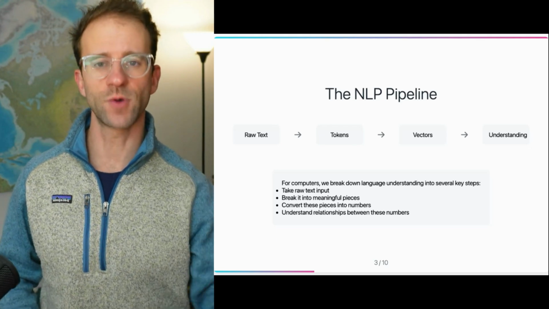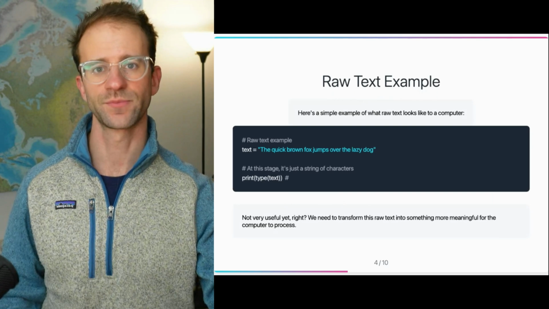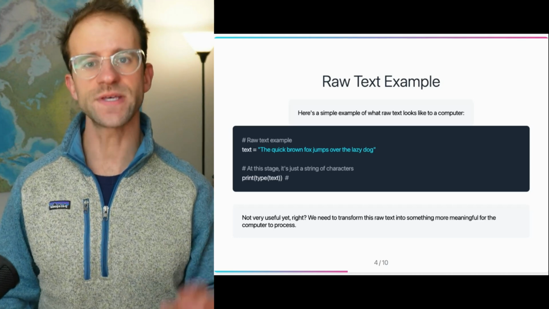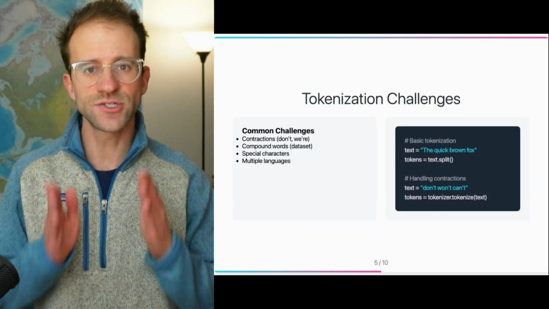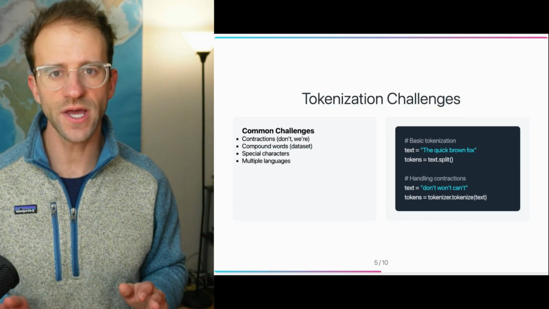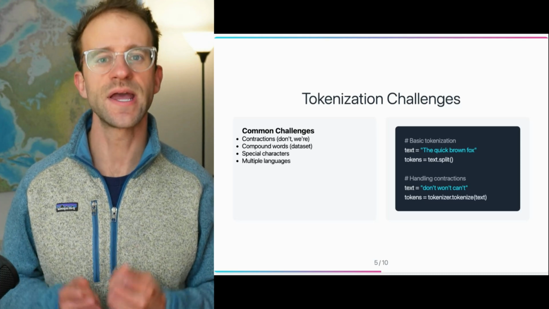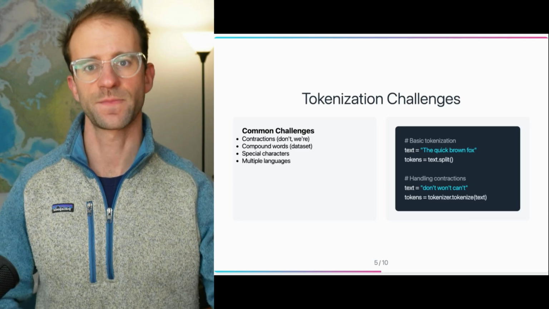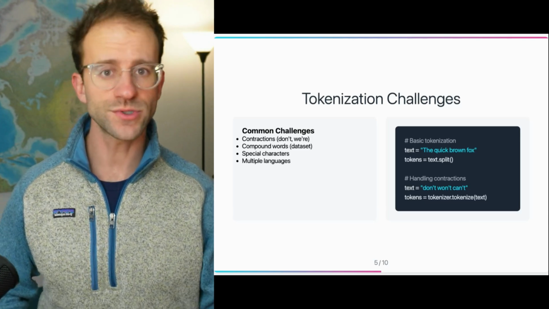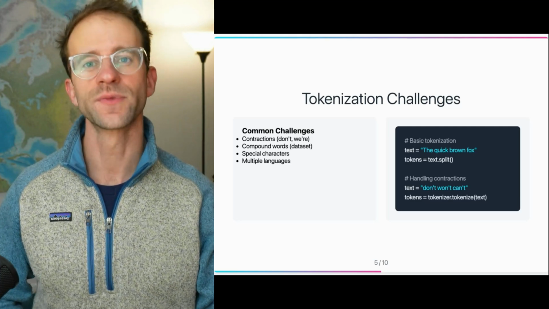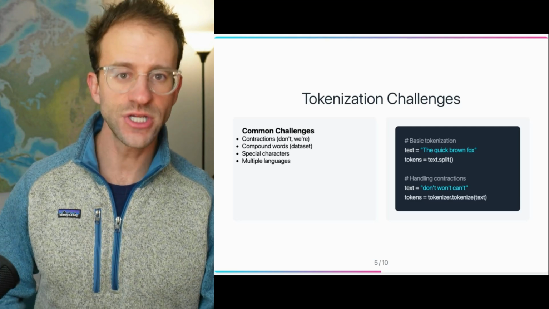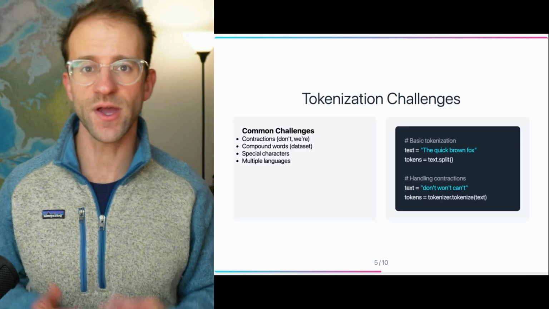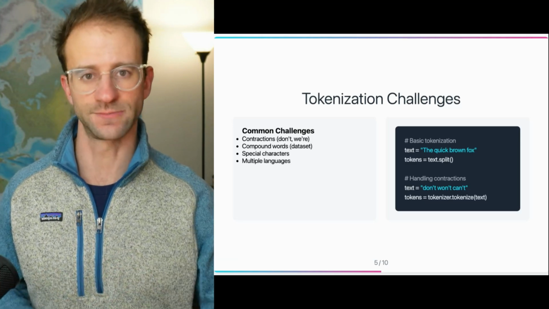Here's a simple example of what raw text looks like to a computer. Not very useful, right? Let's see how we transform it. The first step is tokenization, breaking text into meaningful pieces. Think of it like taking a sentence and carefully separating each word or subword, but it's not always as simple as splitting on spaces. Contractions like don't or we're, compound words like dataset or machine learning, special characters and punctuation, or even different languages and writing systems, they all pose challenges for tokenization.